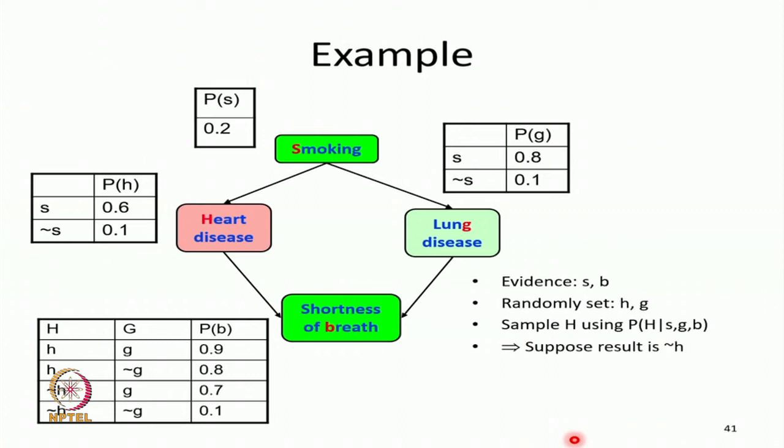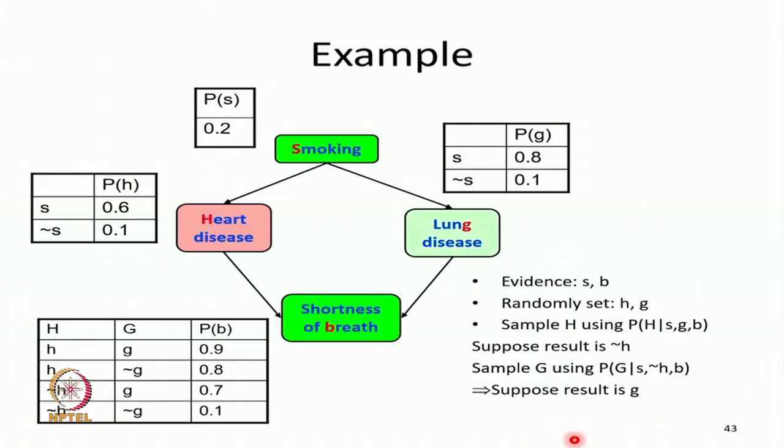Now, let us say I repeat by sampling another variable, let us say I sample lung disease. When I am sampling lung disease, I will sample it given S, B, which are evidence, and not H, because that is my previous state. And again, let us say I sample, suppose the result is G. So my new sample is S, B, not H and G, and I keep generating these samples and so on and so forth.